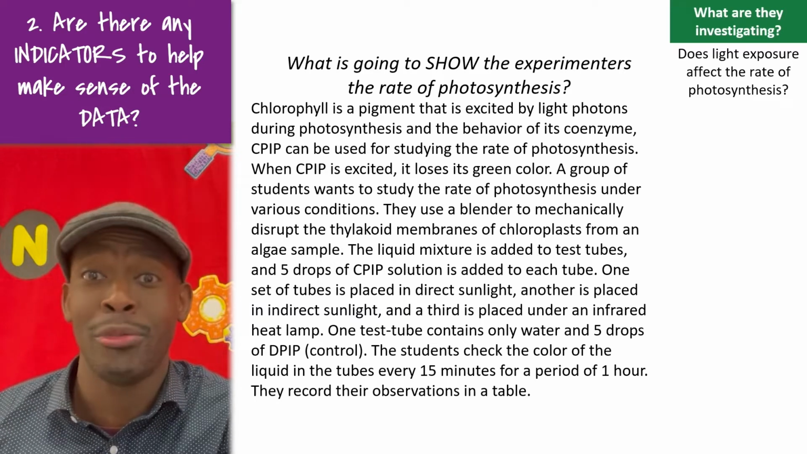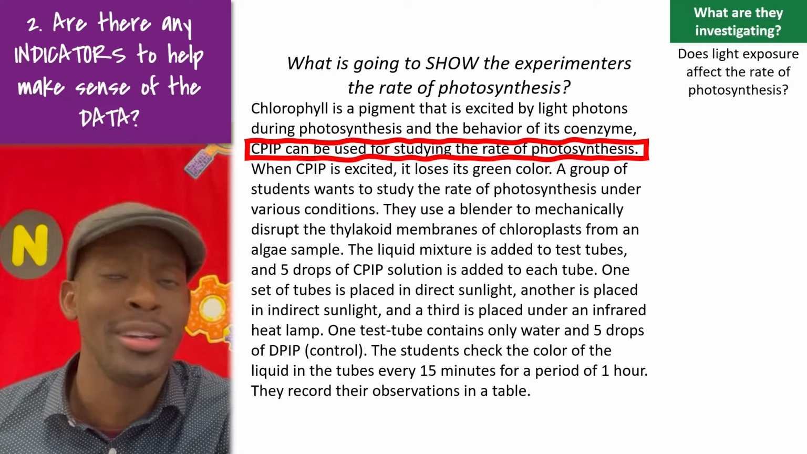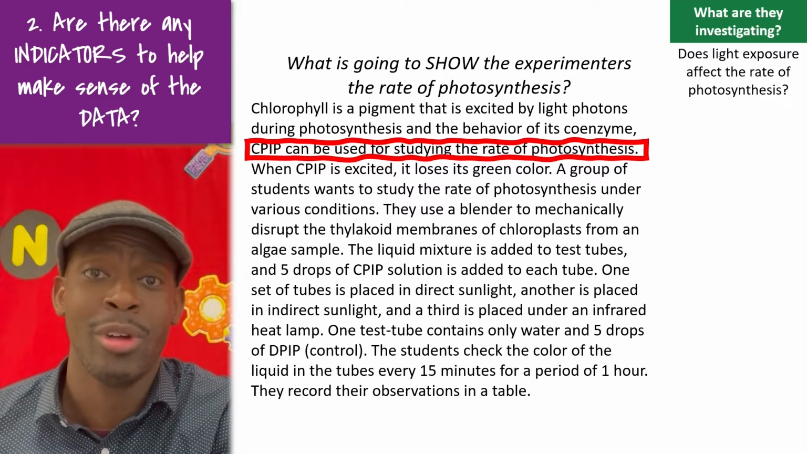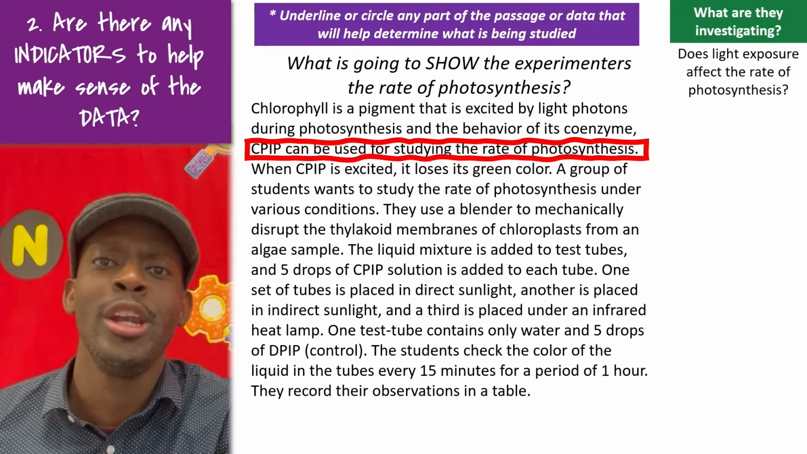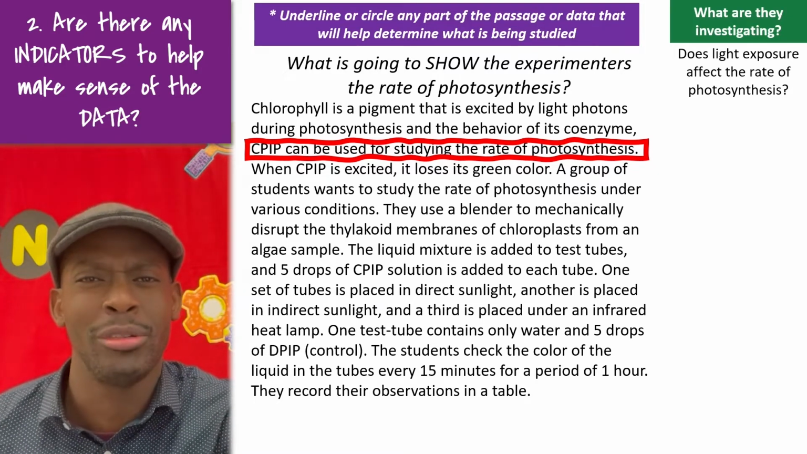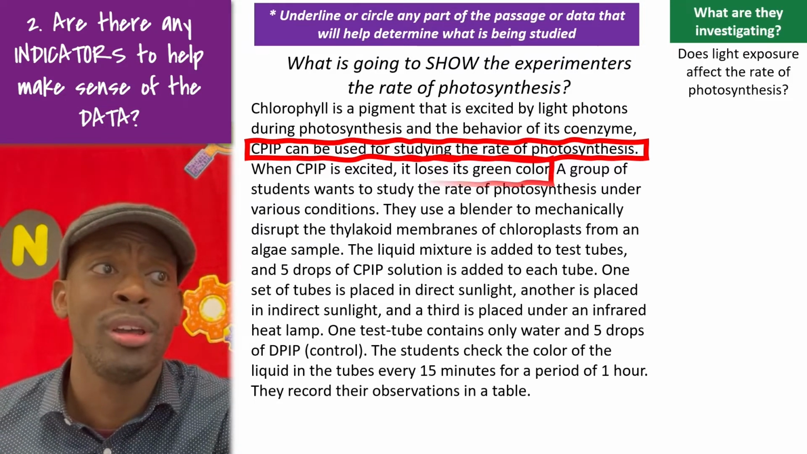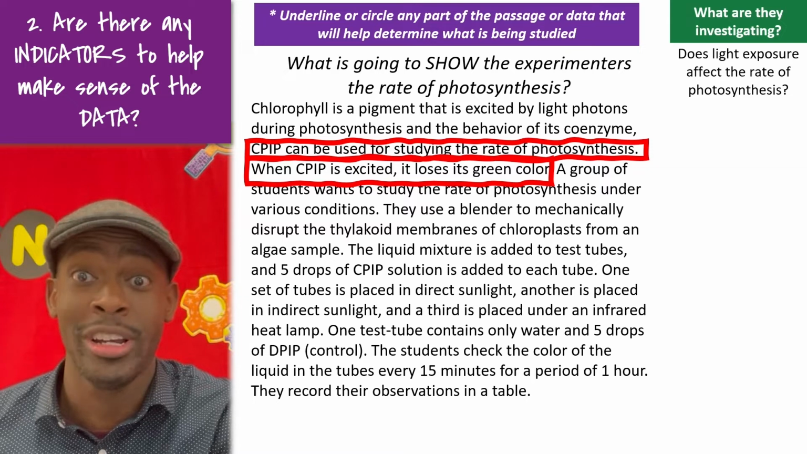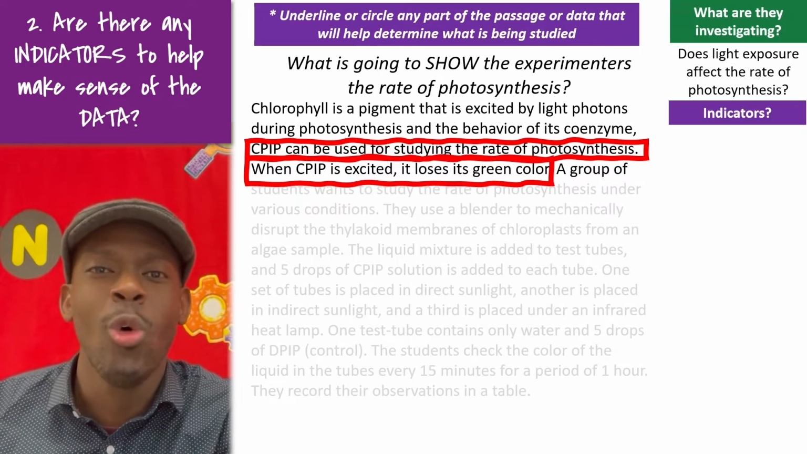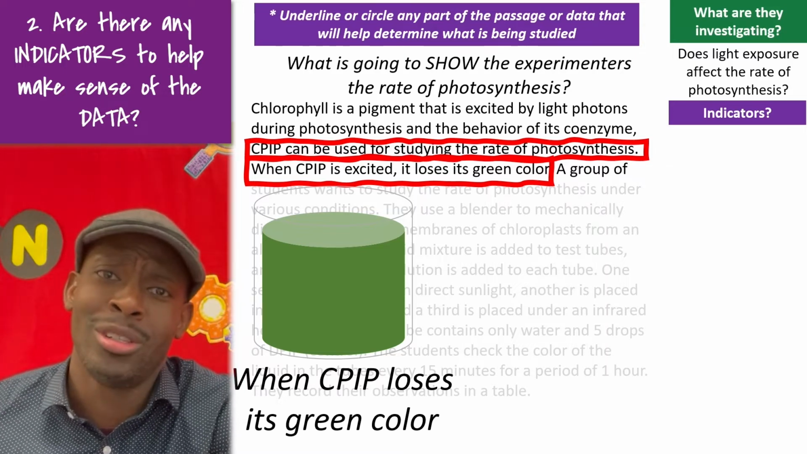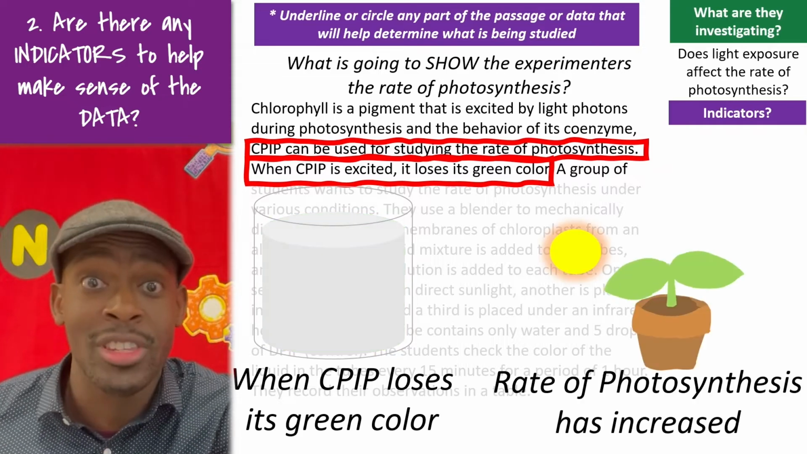Looking here, right in the first sentence, DPIP can be used for studying the rate of photosynthesis. That's right off the bat. I would go through the passage and underline or circle anything that lets me know how they are determining the rate of photosynthesis. It also says when DPIP is excited, it loses its green color. That right there tells me what's going on in this experiment. When this coenzyme loses its color, and it doesn't matter if you know what a coenzyme is or not, photosynthesis is occurring.